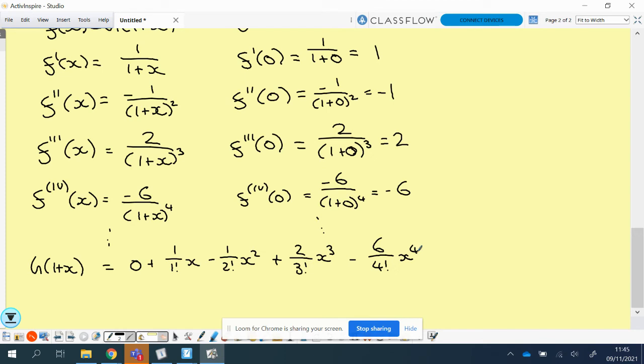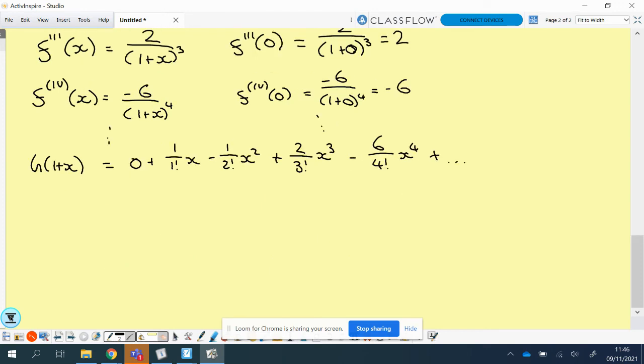Positive, yeah, the next term would be positive, so we know it would be positive, and then my next term would be there, okay? Alright. So, just tidying that up. The first term goes away. I'm going to end up with x there, minus a half x squared. 2 over 3 factorial would be a third, so it's a third x cubed, minus 6 over 4 factorial would be a quarter x to the power 4, plus so on.